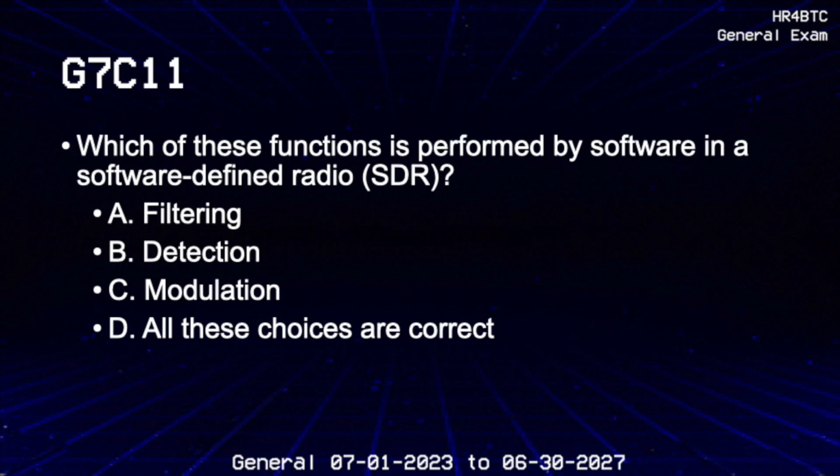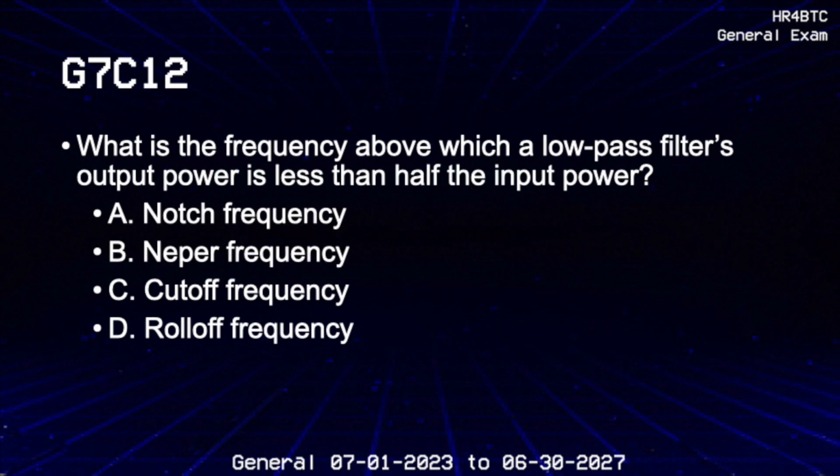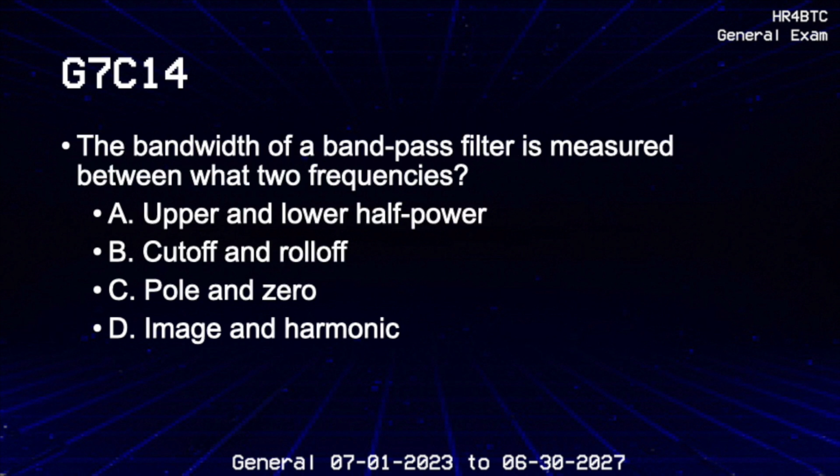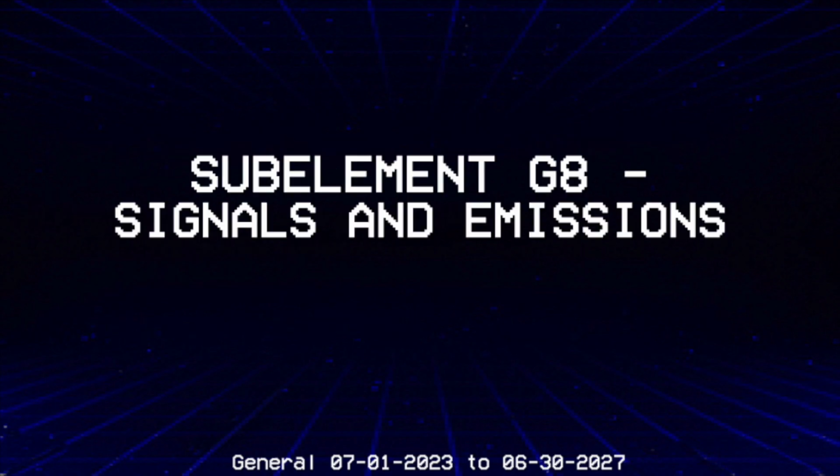Which of these functions is performed by software in a software-defined radio, SDR? All these choices are correct. What is the frequency above which a low-pass filter's output power is less than half the input power? Cutoff frequency. What term specifies a filter's maximum ability to reject signals outside its passband? Ultimate rejection. The bandwidth of a bandpass filter is measured between what two frequencies? Upper and lower half power. Subelement G8. Signals and emissions.